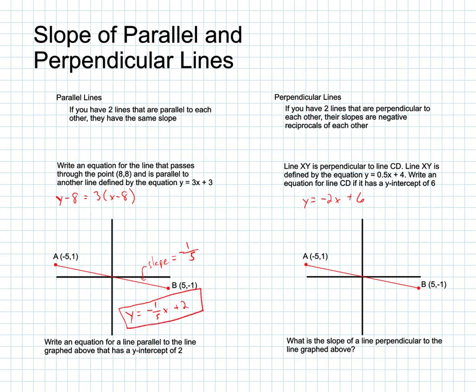What is the slope of a line perpendicular to the line graphed above? Well, this is the same line that we had from the previous example, and we determined the slope of the line is negative 1/5. So that means the slope of our line, since it's perpendicular, is the negative reciprocal of that. Since it was negative 1/5, the negative reciprocal of that is positive 5.